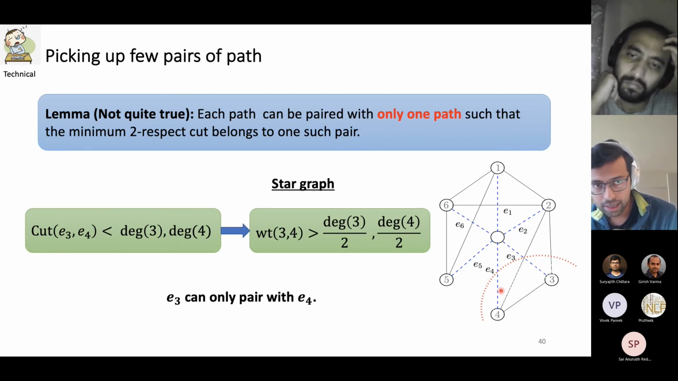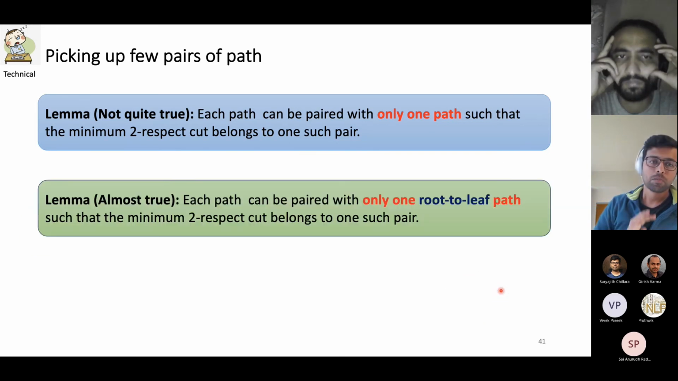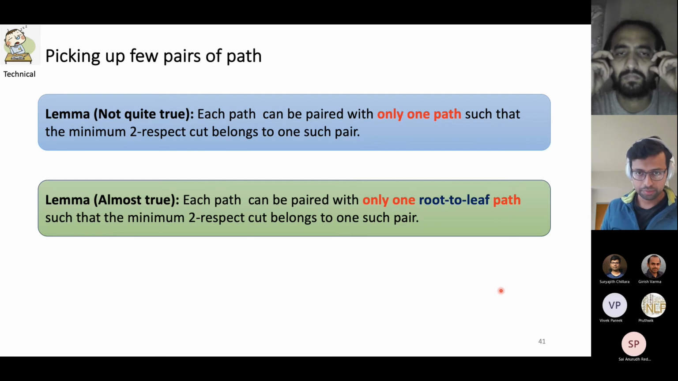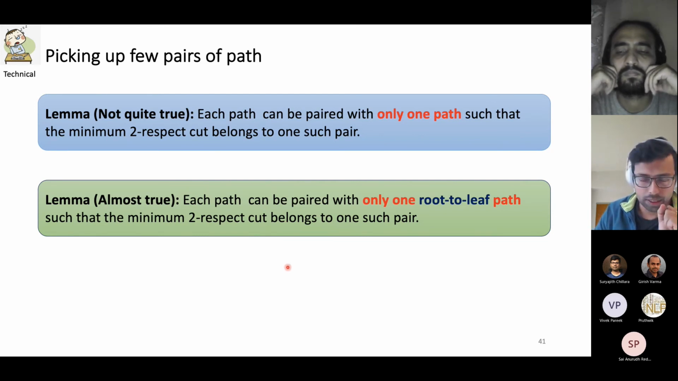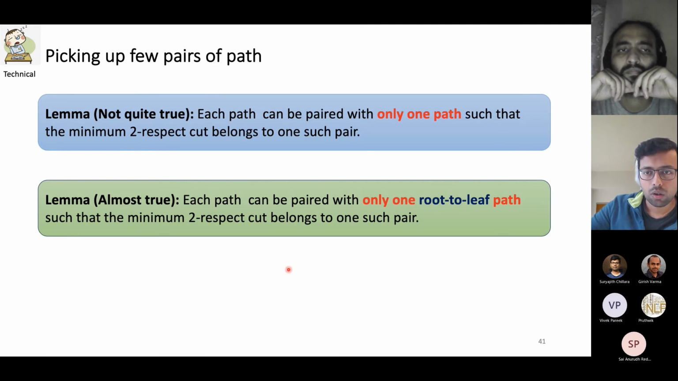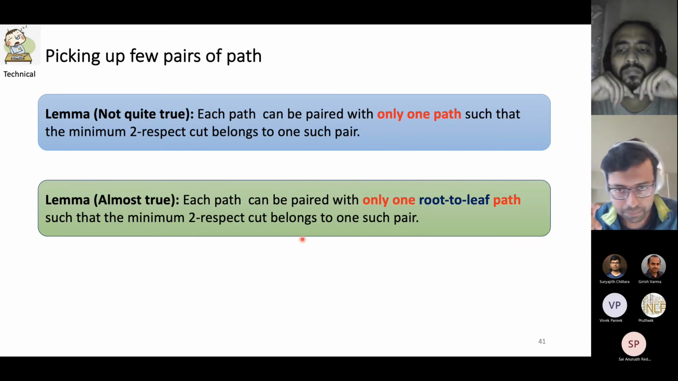And so that lemma that I've written down on the top is actually true for star graphs. But usually they are not true. So each path can be paired up with many paths in your tree decomposition, but the kind of paths they can pair up with has a structure. If you look at a path, the claim is that it can pair up with only one root to leaf path. Okay, this is one idea.